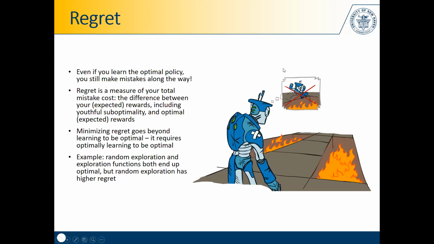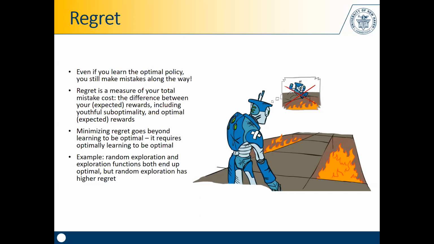Also, there can be multiple optimal policies, right? So the optimal policy is not necessarily unique. Some settings can have multiple optimal policies. Now, regret, just like in real life, regret is a measure of your total mistake cost, which means it's the difference between your expected rewards, including useful suboptimality, and optimal expected rewards.